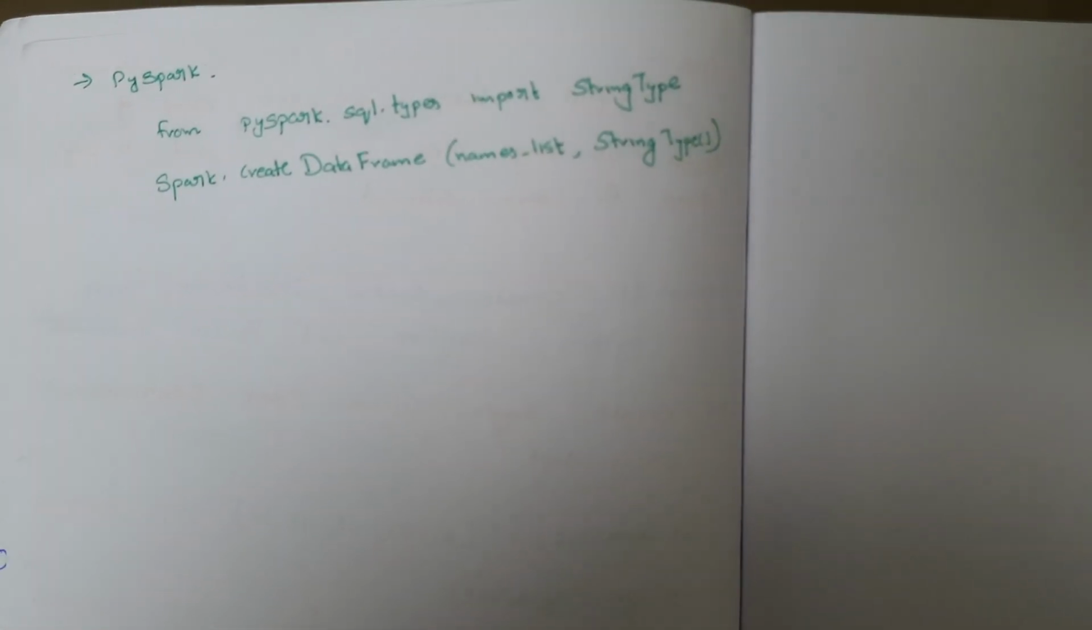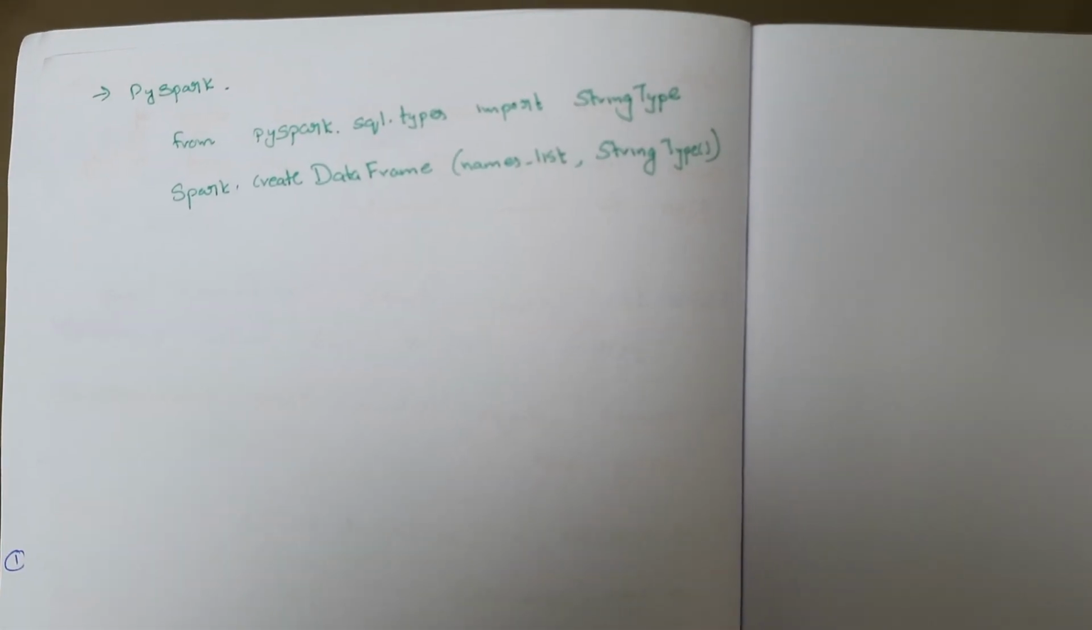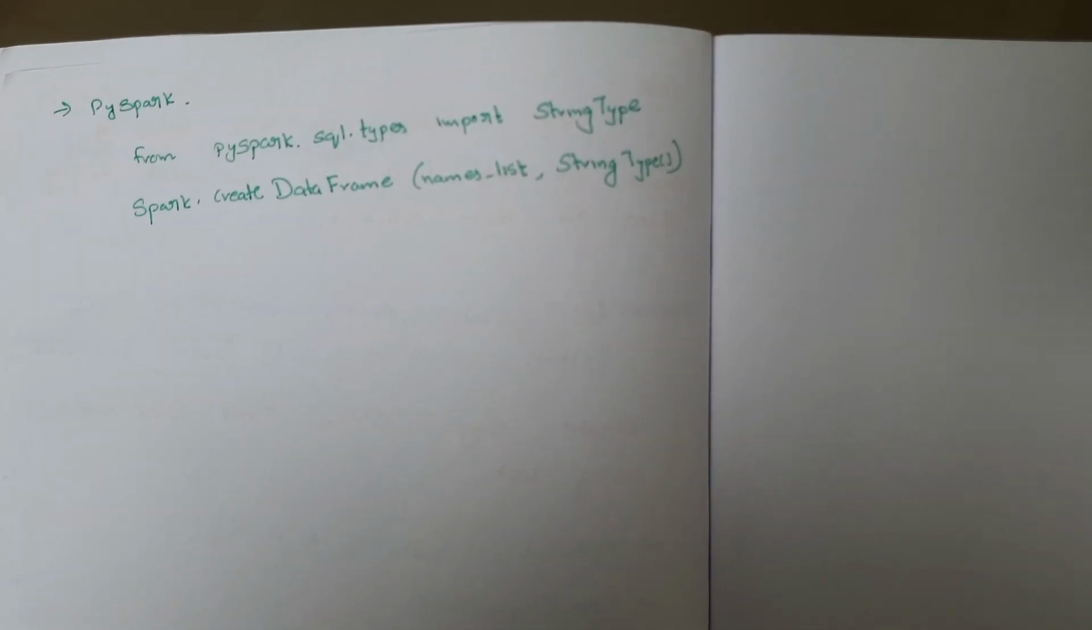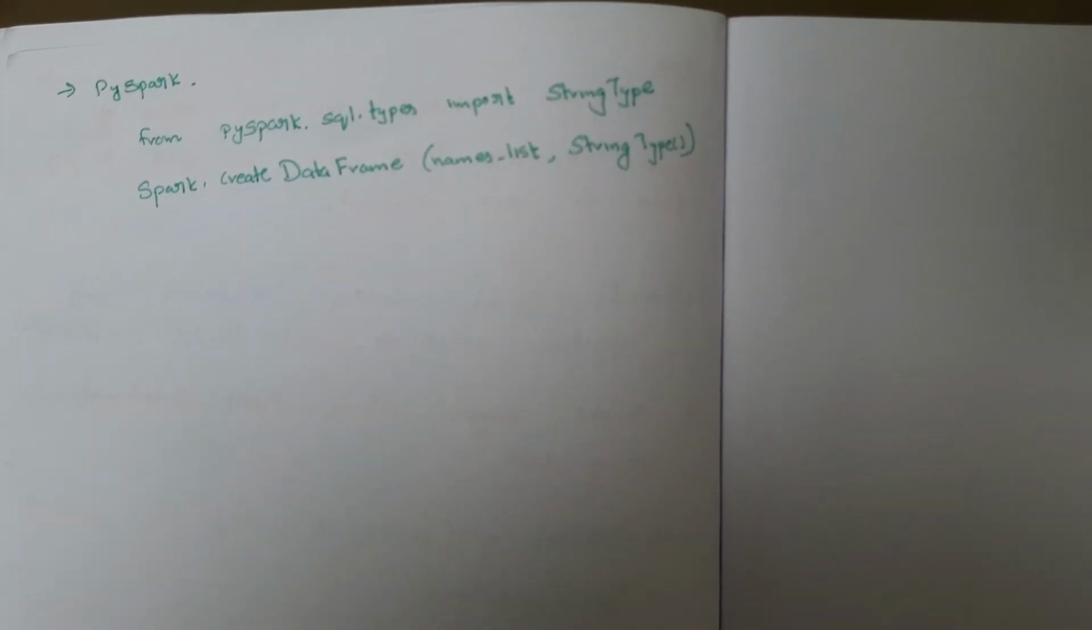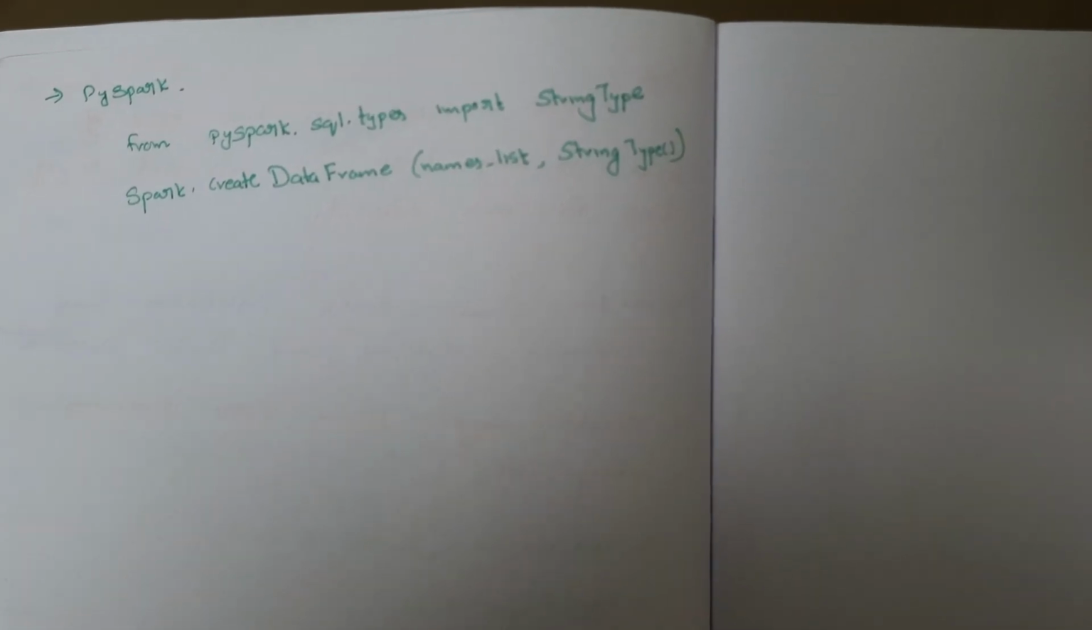So this is the basic thing: how to create a DataFrame out of a list. In upcoming sections we will see how to create a DataFrame with multiple columns and how to select, how to filter, and other things in detail.